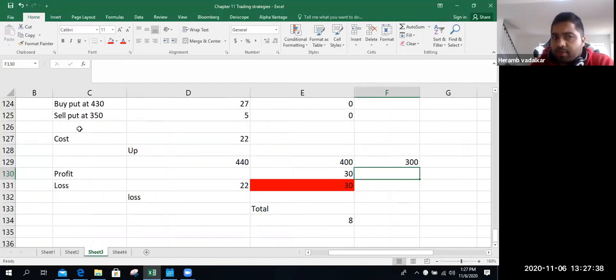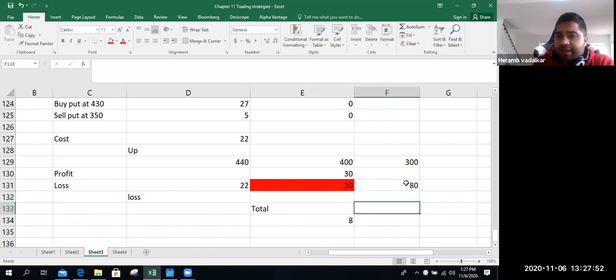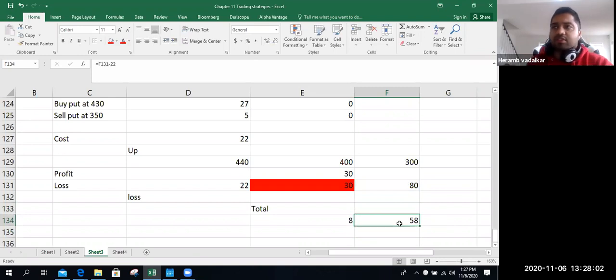That is below my second put. So the profit that I will make is difference between the strike price. So 430 was the upper strike price. 350 was the lower strike price. So total profit I make is $80 from the position, $22 to set it up. So $58 is the total profit.